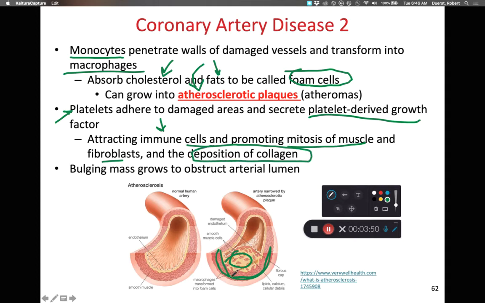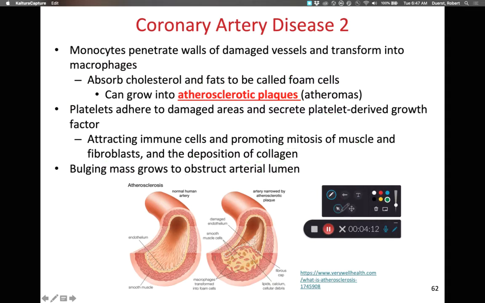This bulging mass is going to continue to swell up as we have additional cells growing within the mass, and it's going to continually and further obstruct the lumen, the opening within the artery. And if you don't remember, a lumen is just a generic term for the hollow space in a hollow organ.